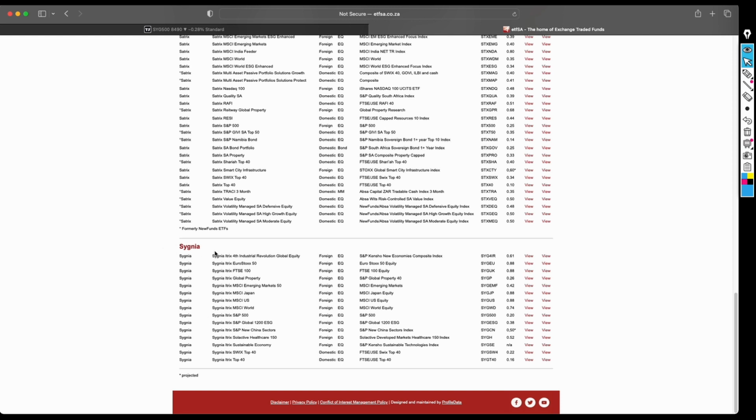So you have to scroll down all the way to Sygnia. You see there is that ETF. It's called the Sygnia Satrix S&P500. It's a foreign ETF that tracks equity. And then the index it is tracking is the S&P 500. You can see the JSE code and the total expense ratio.